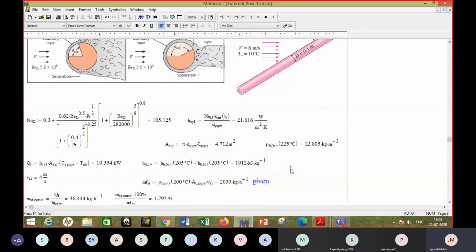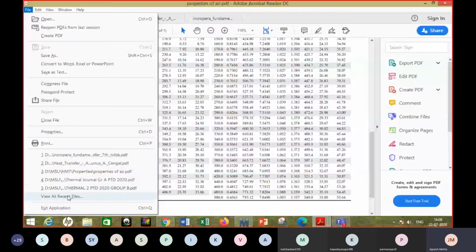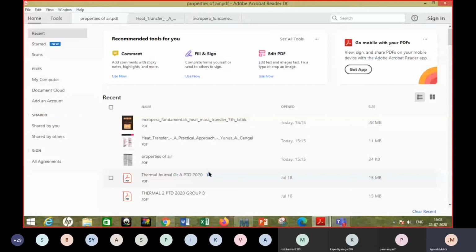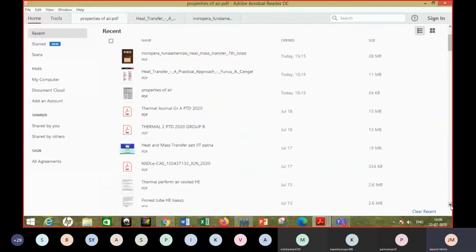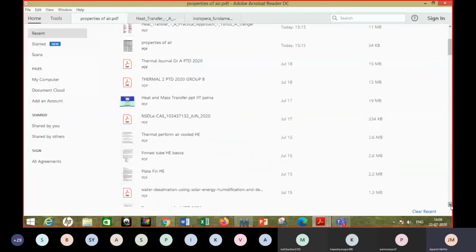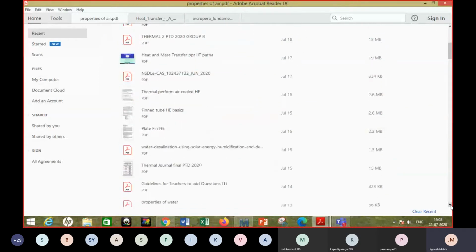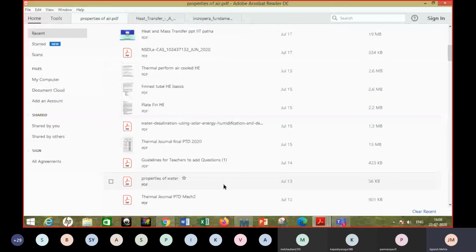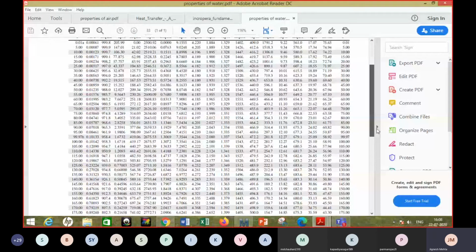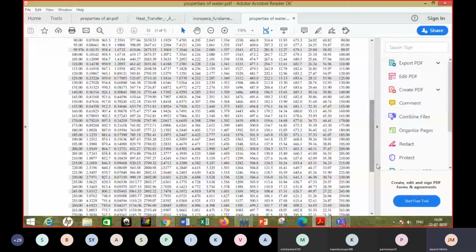Like I am getting it from some program here, but you get it from the properties of water, right? So properties of water should be used to get the property of saturated water. That should be used to get the latent heat of vaporization at 205 degree Celsius, right? So this is the table, and 205 degrees Celsius. So this is the row that you will refer.